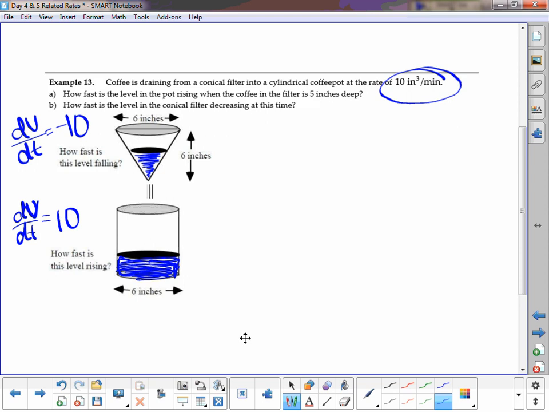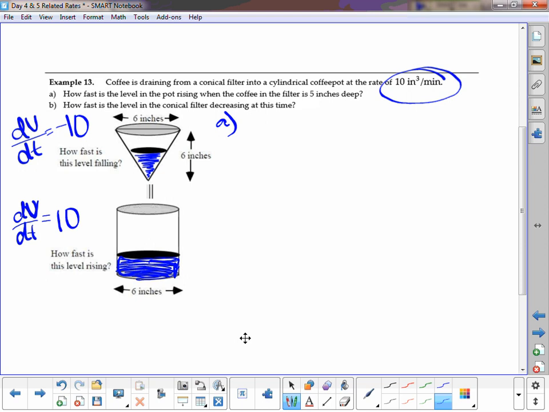Okay, so part A says, how fast is the level in the pot rising when the coffee in the filter is 5 inches deep? So they've asked you to find something about the coffee pot, but they give me the point in time of our filter. So let's take a look at that. So let's see, how fast is the level in the pot rising?